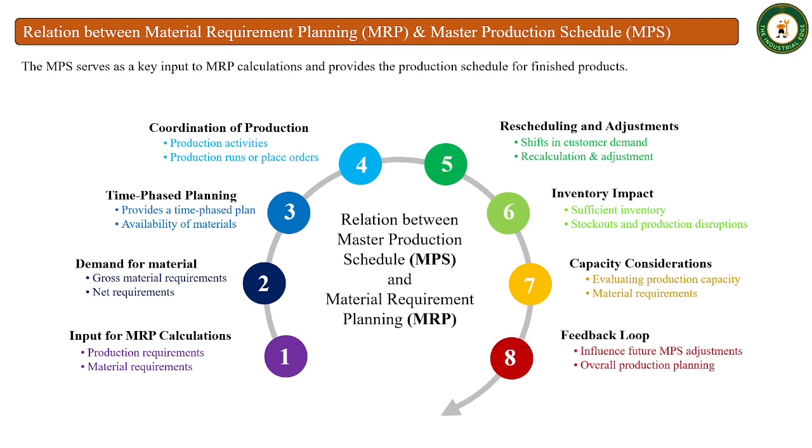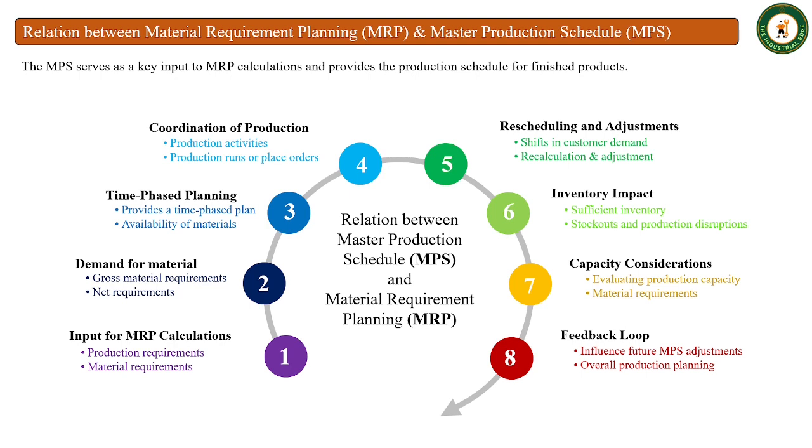And the last, feedback loop. As MRP generates recommendations for orders and production based on the MPS, the actual production and inventory levels are updated over time. These updates provide feedback that can influence future MPS adjustment and overall production planning.